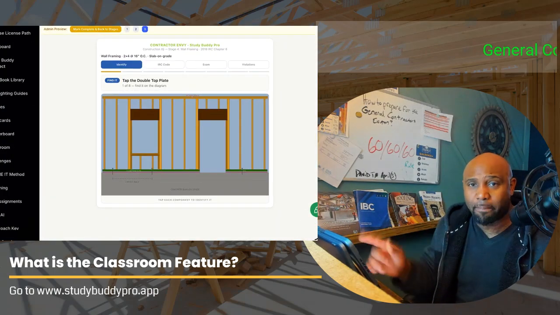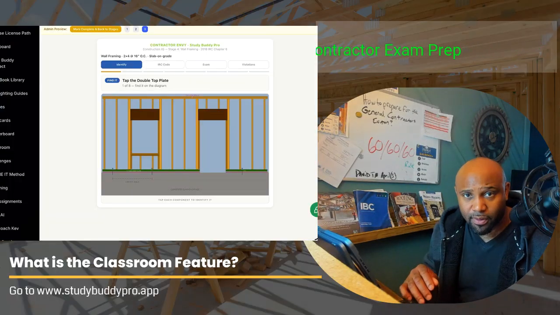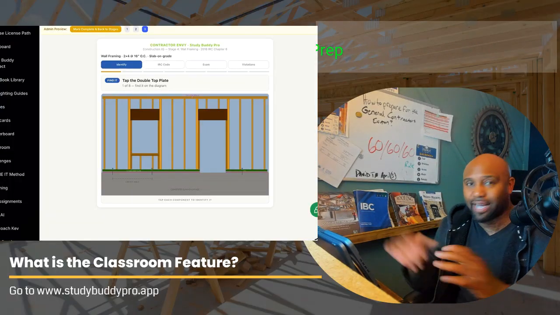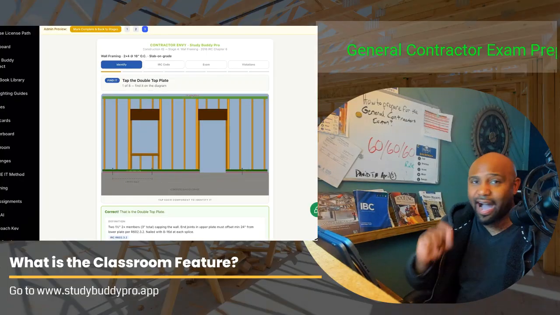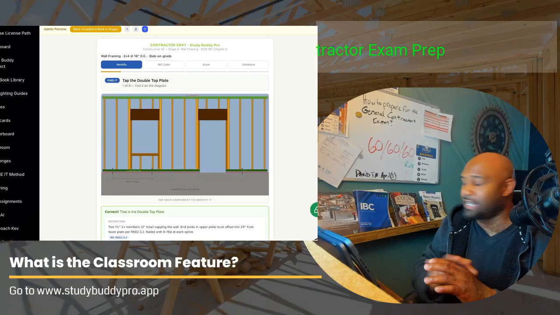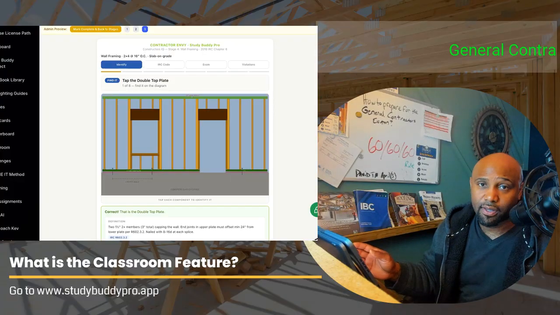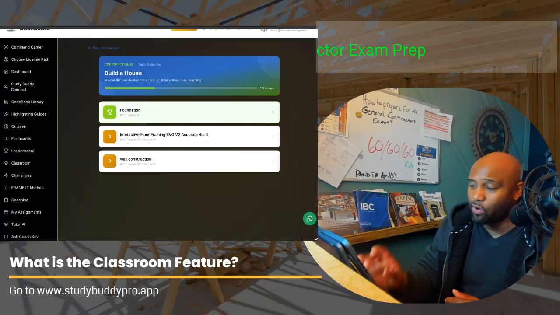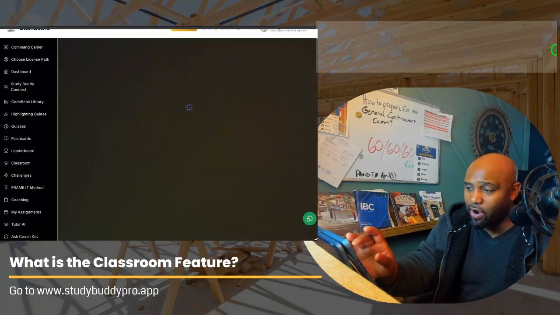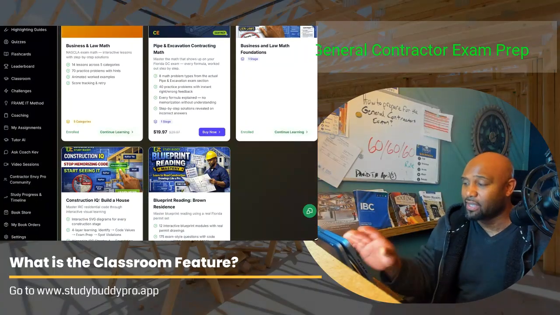If you don't know about wall framing and all those things, this is why the classroom feature is a game changer, because it asks you to tap the double top plate. I've had students who graduated who did not know what a stud was, so they damn sure didn't know what a double top plate was. So this is the game changer to the classroom. All right. So if you're looking to get started, classroom feature, here's all the things that you can do.